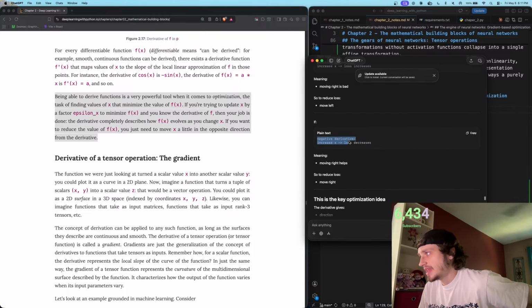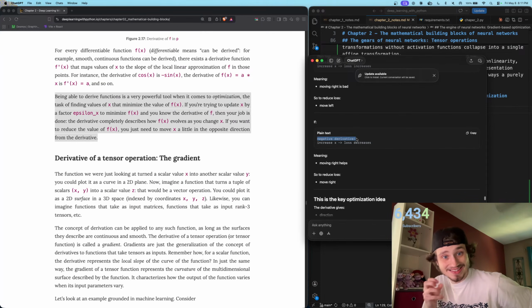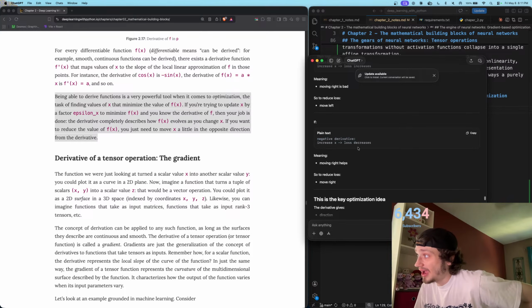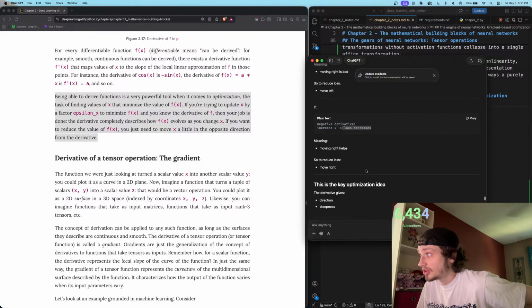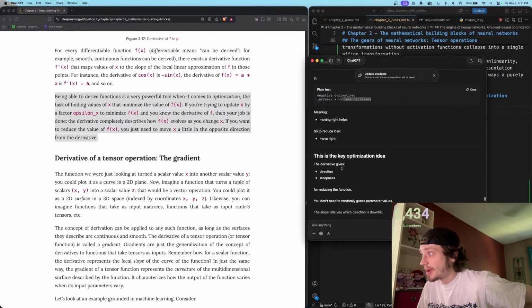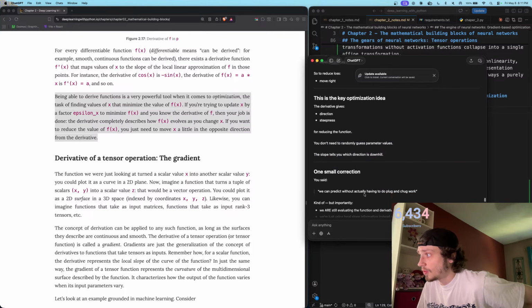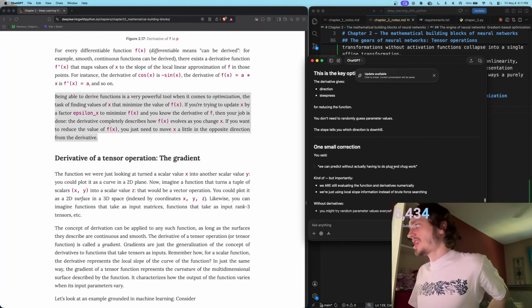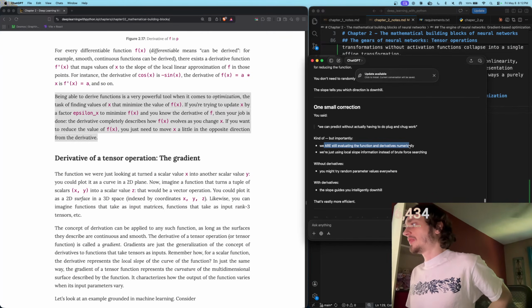If the derivative is negative, meaning we have a negative slope at this point on the function, we know the loss decreases if we increase this parameter value, this bias. That's the key optimization. For reducing the function, you don't need to randomly guess parameter values. The slope tells you which direction is downhill. One small correction: we can predict without having to do the plug and chug work, kind of, but it's important that we are still evaluating the function derivatives numerically. We're just using local slope information instead of brute force searching.